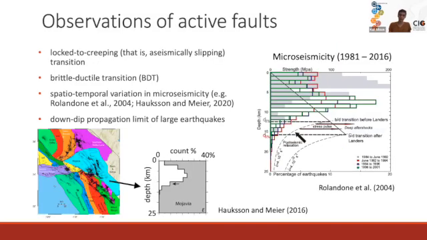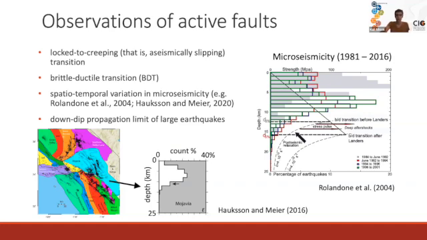And when considering active faults, we can't access the microstructure at depth, but we are able to indirectly observe two important transitions, the locked to creeping transition on the fault and the brittle ductile transition. Both of these transitions constrain the down dip propagation limit of large earthquakes, and this down dip limit is one control on the maximum size earthquake that a fault is able to host. But in general, we lack a sufficient number of large earthquakes in a given region to extract that limit directly from observations, which is why we turn to other observations.